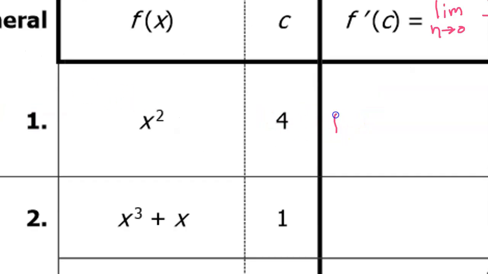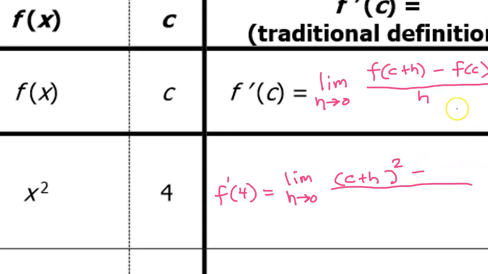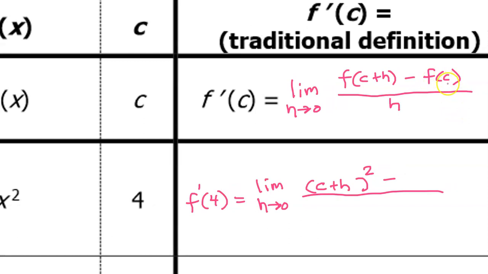For problem number 1, let's set up f prime at 4 using the traditional definition of limit and the function x squared. So the traditional definition goes like this. The limit as h approaches 0. And then in the numerator, we have f at c plus h. So the function f is x squared. So this is my function f. But I need to put in c plus h. So I'm going to have c plus h squared. And then I do minus f at c.